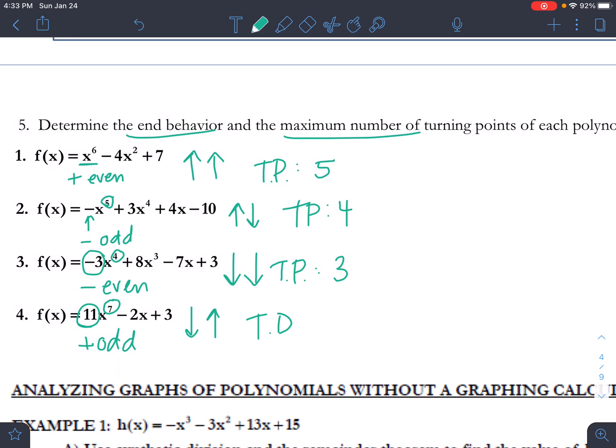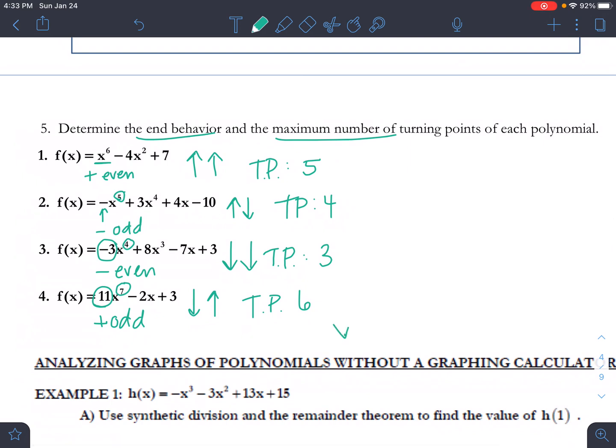And turning points would be 7 minus 1, which is 6. So at most, this graph is going to have 1, 2, 3, 4, 5, 6 turning points. So it could look something like that with 6 maxes and mins total. Okay, so that's what we're looking for here.